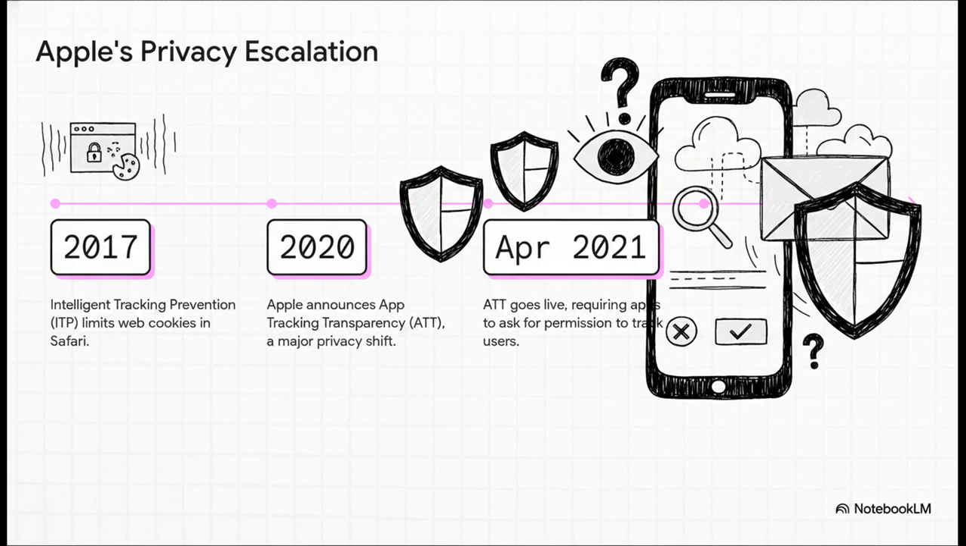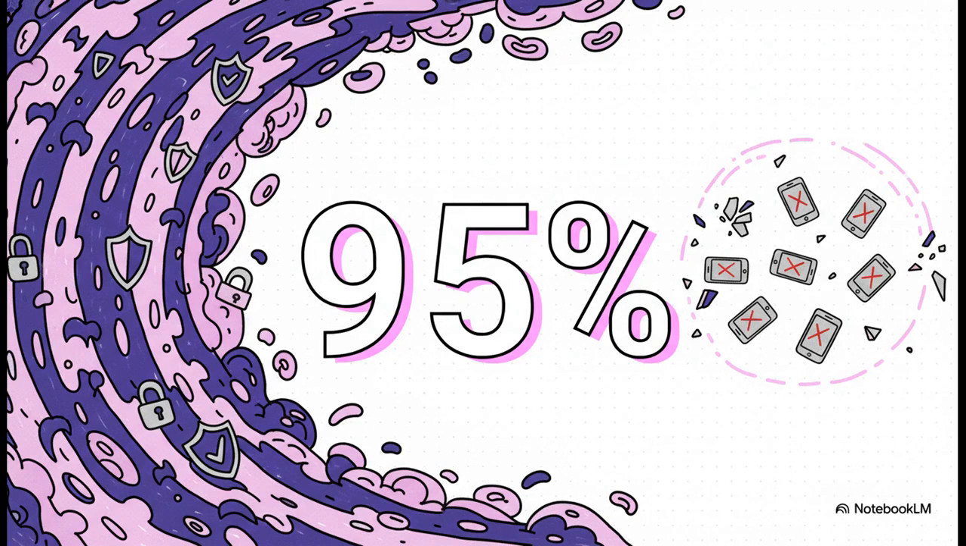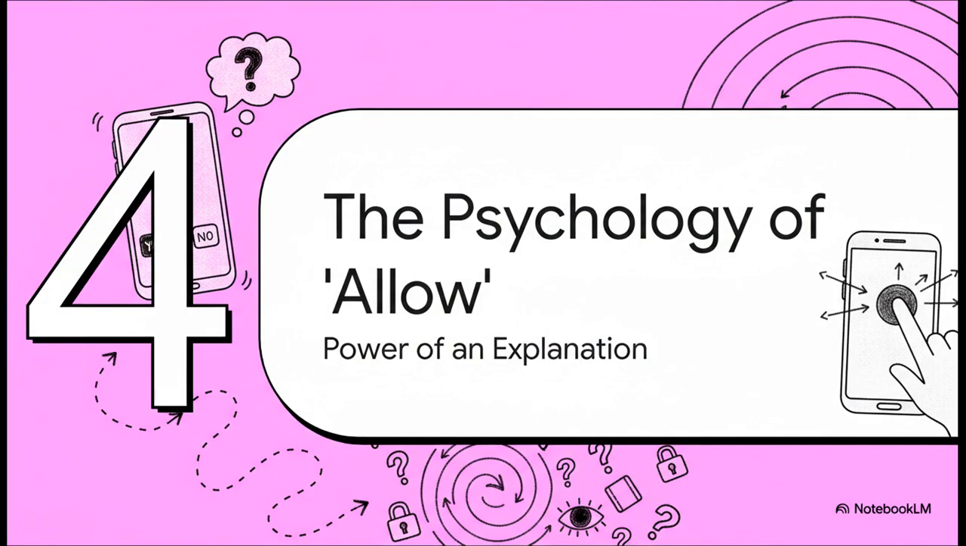Suddenly, every app had to ask that now famous question: allow this app to track your activity across other companies' apps and websites. And the impact? Wow. It was immediate and it was absolutely massive. When people were given a clear, simple choice, an overwhelming 95% of users in the US said nope, they chose not to be tracked. It was this huge signal that when people actually understand the choice they're making, they really do value their privacy. So, problem solved, right? A clear choice, users made their preference known, story's over.